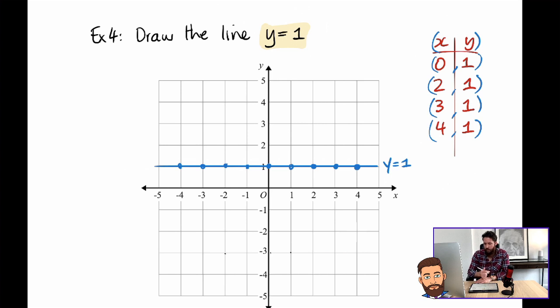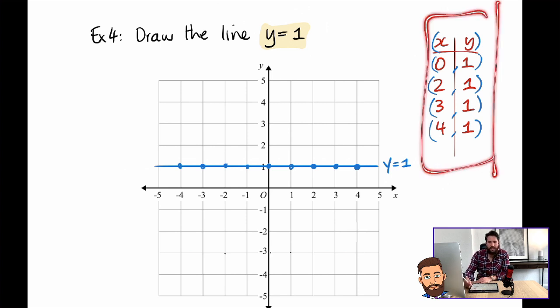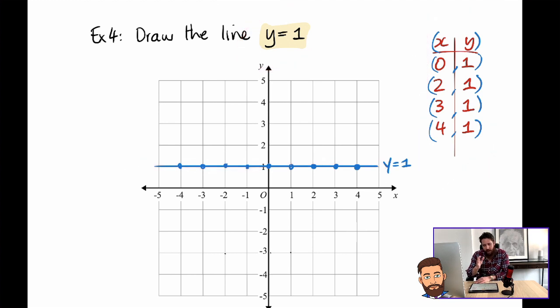Okay, so you don't have to draw this table. I'm just illustrating how it works, the understanding of it. Once you understand it, you can draw these lines very quickly. But again, be careful. As you can see here, the y-axis goes up and down, but the line y equals 1 goes across. That is because it is a line that goes through y is 1 and every value of y is equal to 1.